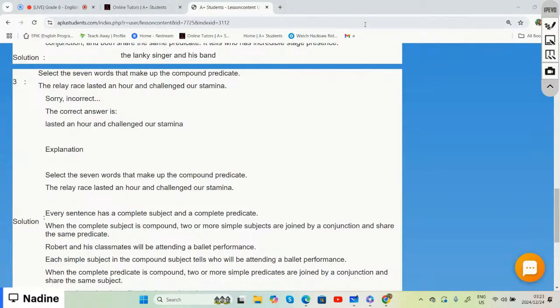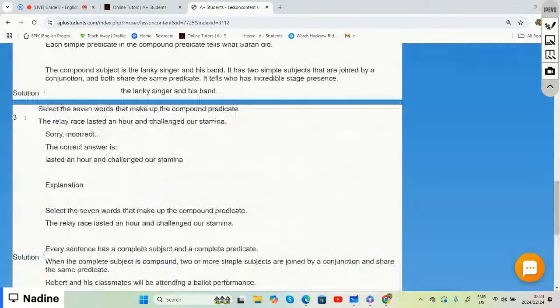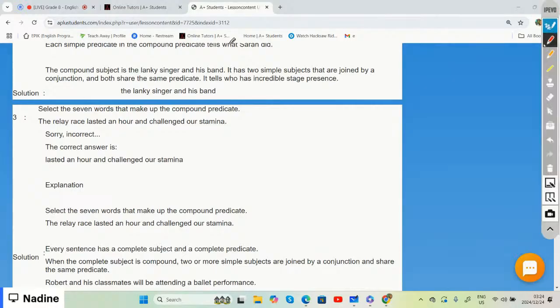So now we need to select the seven words that make up the compound predicate. And if we were to identify the seven words that make up the compound predicate, then we'll say lasted an hour and challenged our stamina. That is our compound predicate.